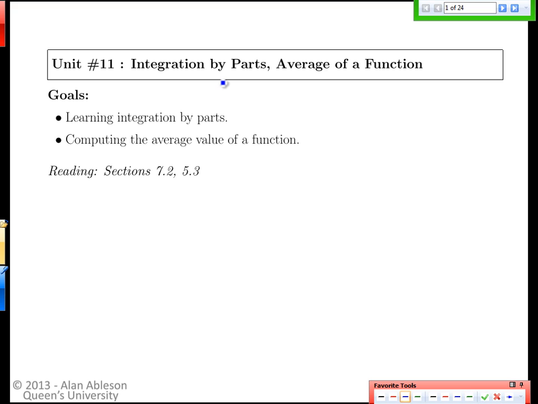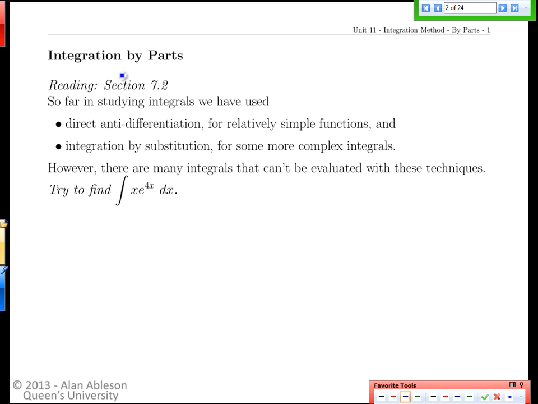In this unit, we're going to be looking at two new topics. One is an integration technique called integration by parts, and the other is an application of integration where we use integrals to find the average of a function. We're going to start by looking at the integration technique, integration by parts.